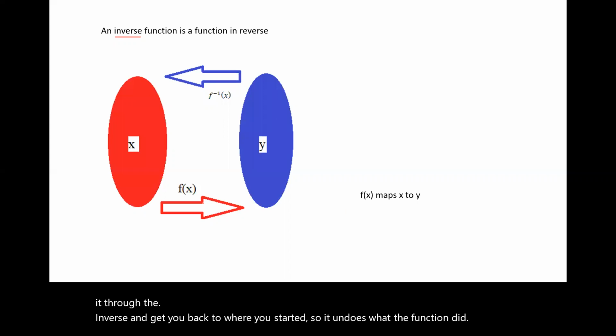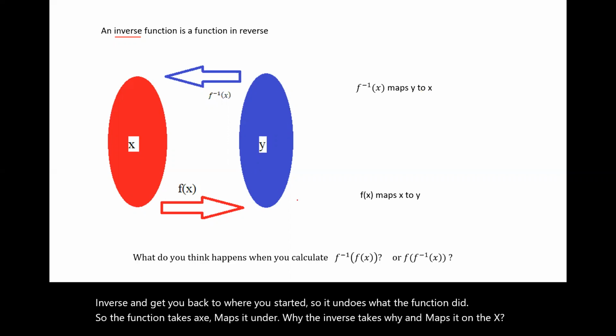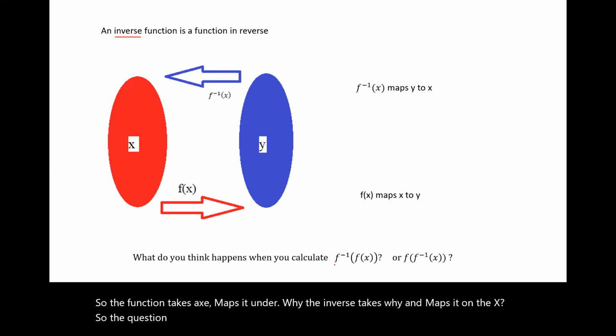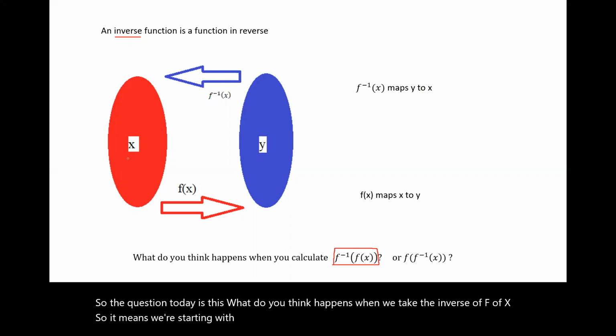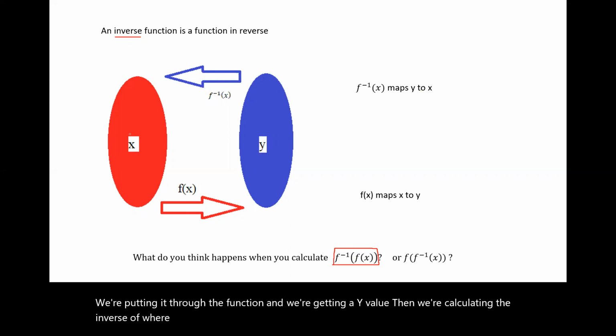So the function takes x and maps it onto y. The inverse takes y and maps it onto x. So the question today is this: what do you think happens when we take the inverse of f of x? It means we're starting with an x, putting it through the function, and getting a y value. Then we're calculating the inverse of that. Where do you think we end up?